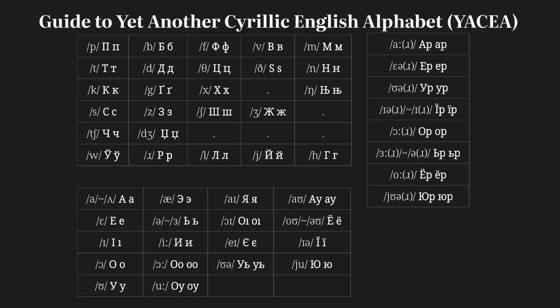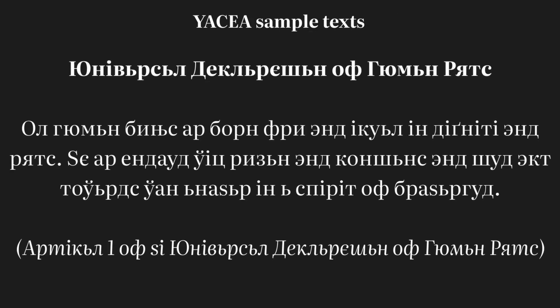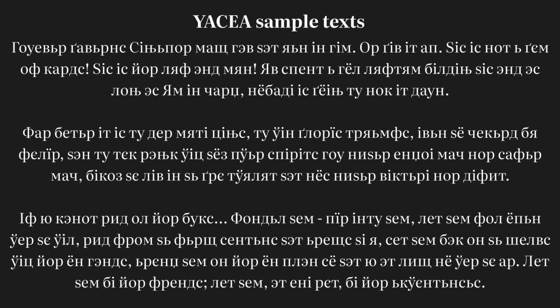So there we go, our new Cyrillic English alphabet. Time for some sample text, of course. Here's the Universal Declaration of Human Rights, a very common sample text. And here's some random quotes from famous English-speaking politicians of various generations.